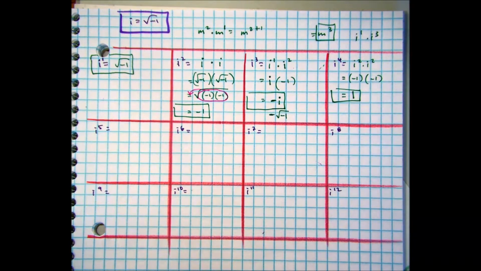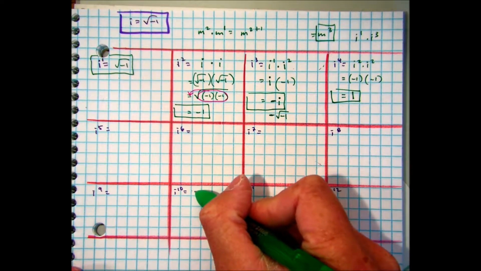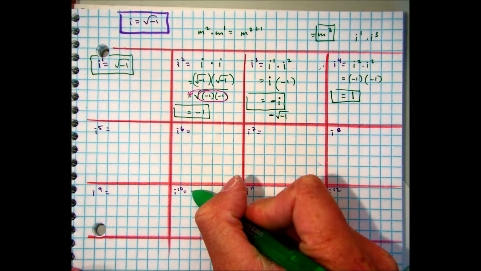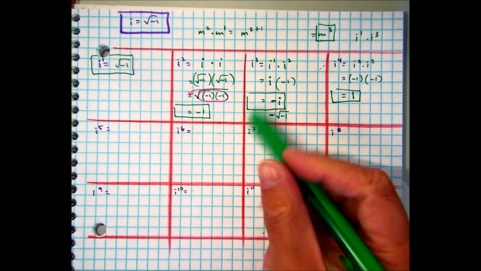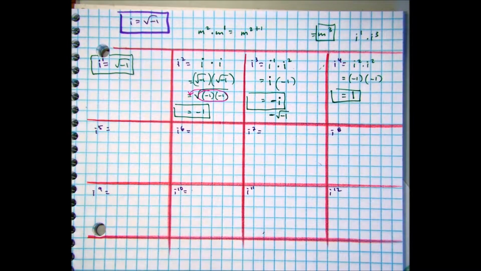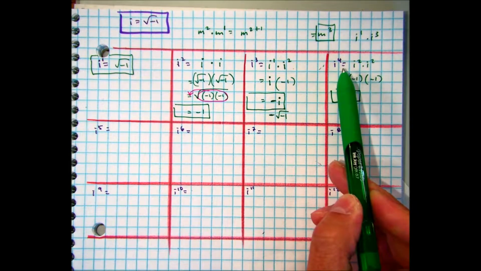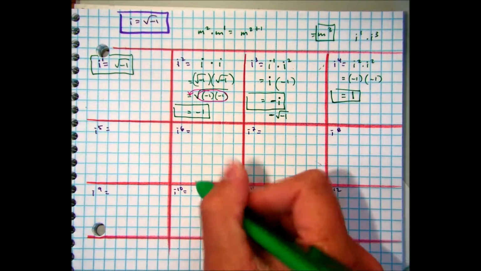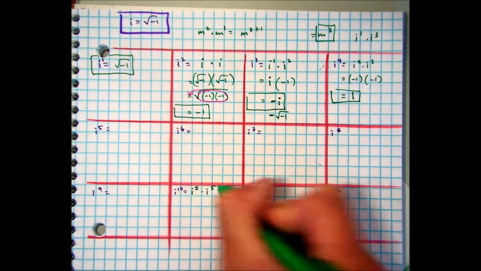Alright, so how did you write i to the 10th power? i to the 5th and i to the what? Okay. I was hoping you would use i to the 4th power. That's okay. You said i to the 5th times i to the 5th power.